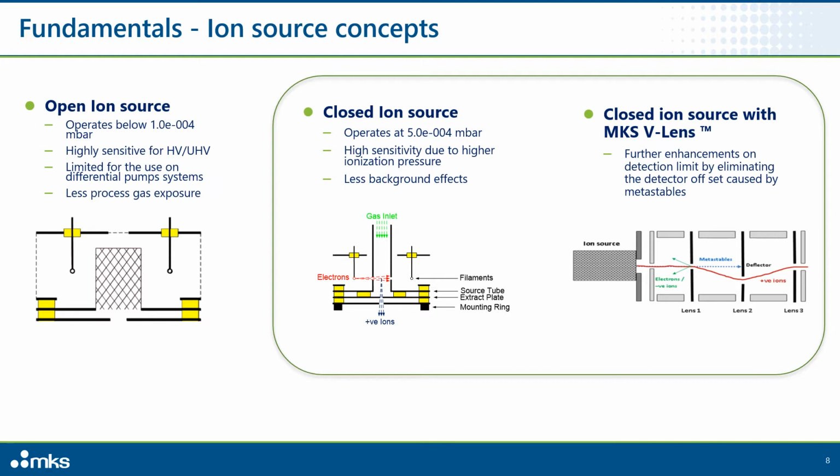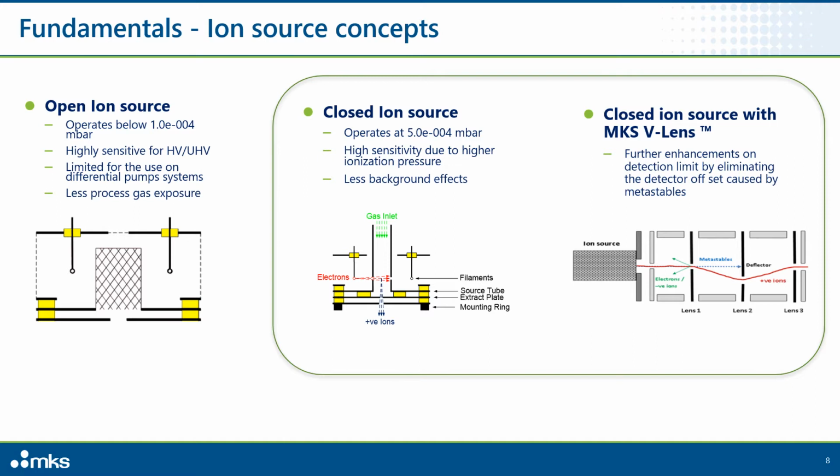Unfortunately, some gases tend to create metastables, which are molecules with some charge but not fully ionized. Even if the lifetime of these metastables is very short, they will pass the mass filter and cause some noise in the detector. That noise is reducing the limit of detection.